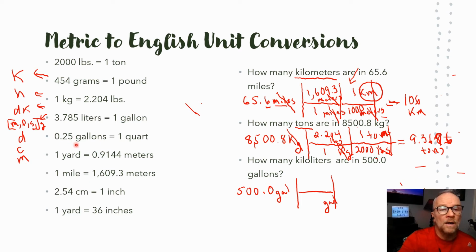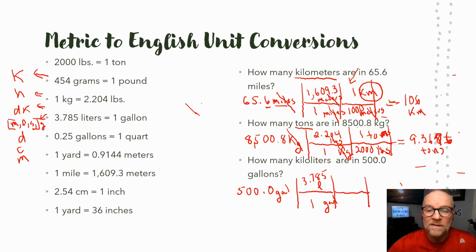We've got gallons to quarts, right? That's not going to help us because those are both English units, but we got gallons to liters, right? And so since our objective is to get it into a metric unit right away, let's do that one. So we say that 1 gallon is equal to 3.785 liters, all right?